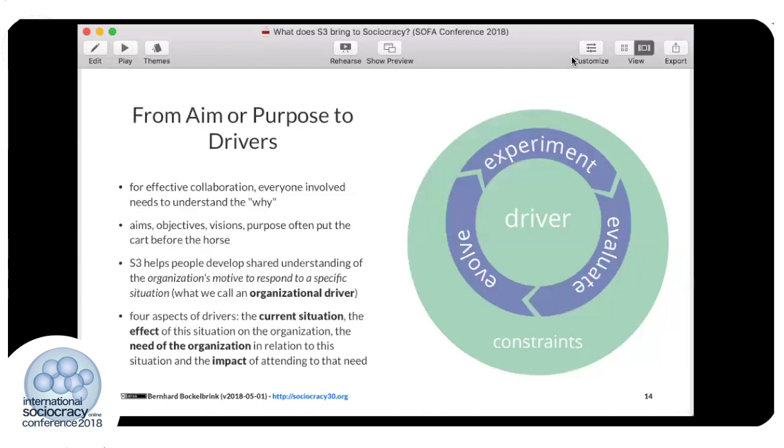So we help people develop a shared understanding of the why through a driver, which is basically the organization's motive to respond to a specific situation. And we encourage people to look at the current situation, the effect of this situation on the organization, the need of the organization in relation to the situation, and the impact of attending to that need. Constantly evolving their understanding of that driver as they respond to it. This is the loop you can see, the experiment, evaluate, evolve around the driver.